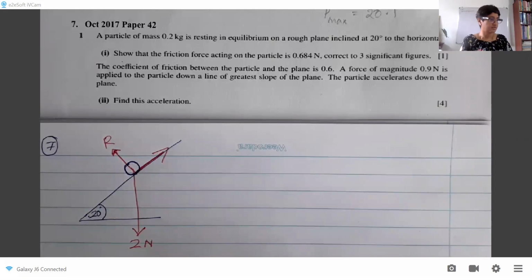Now, for example, here's a slope. Here's an object. Here's a slope. I keep the object on the slope. It's resting in equilibrium. So there is friction acting upwards. Is it maximum friction or not? How do you know?